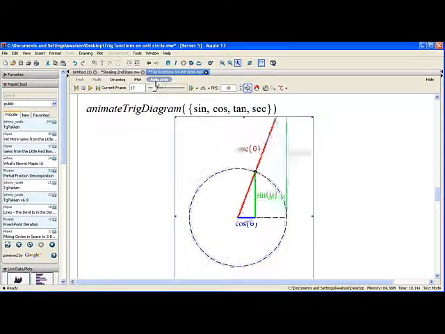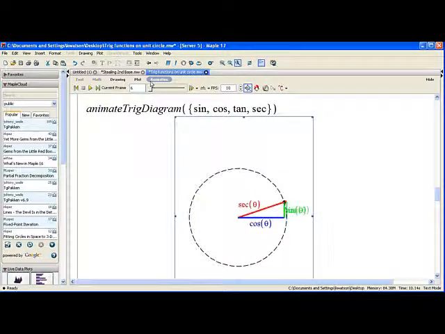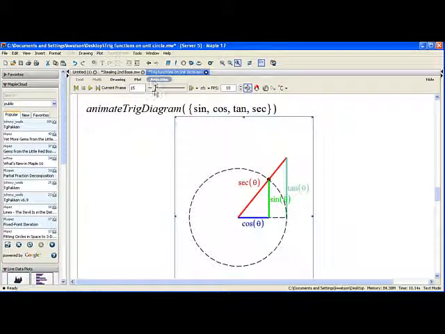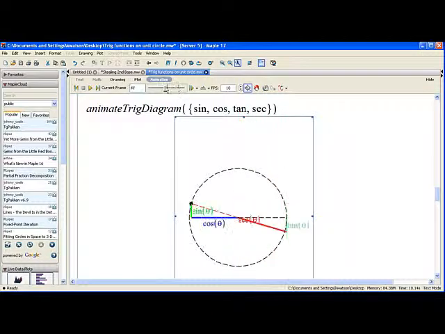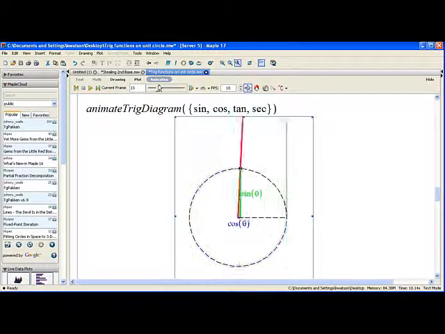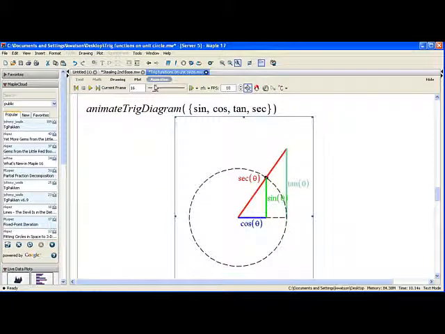Can we make the secant go to 0? What happens if we do this? No, it looks like the smallest value that we can make the secant is 1. And a nice little discussion is why that's true. Why is it that the secant can never be less than 1? Its range is from 1 to infinity, or also negative 1 to negative infinity.